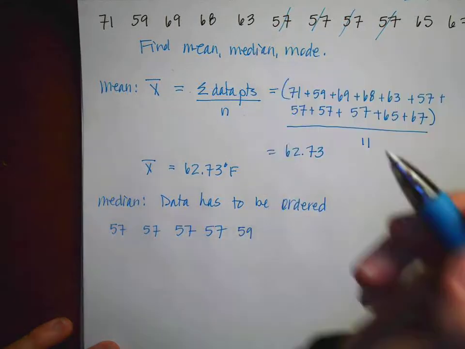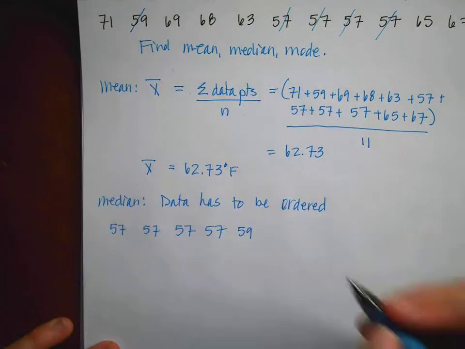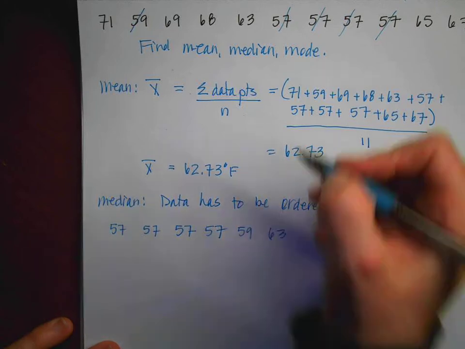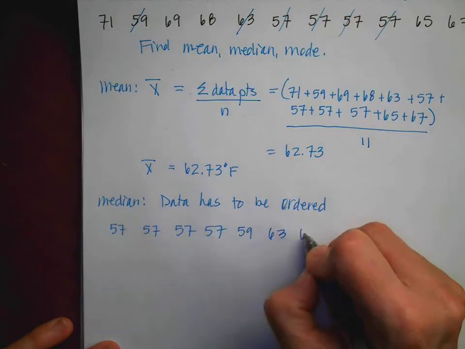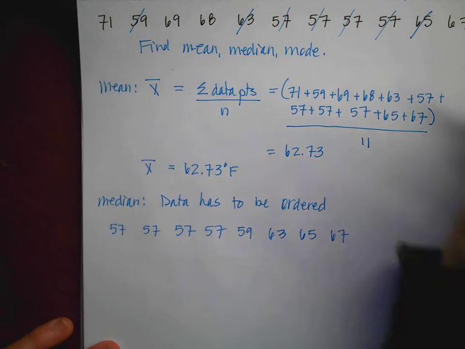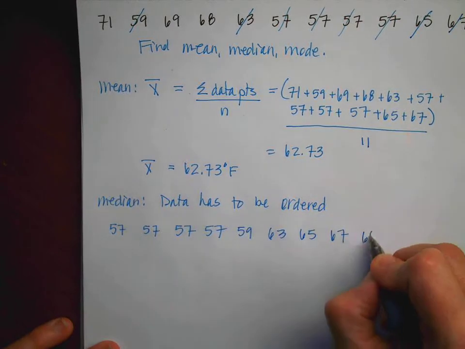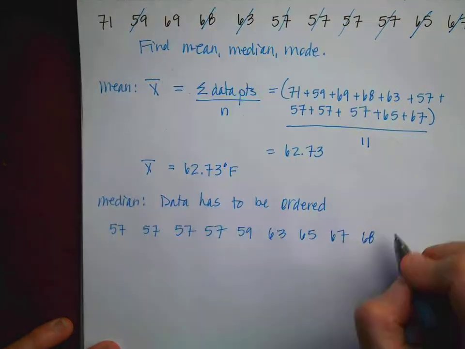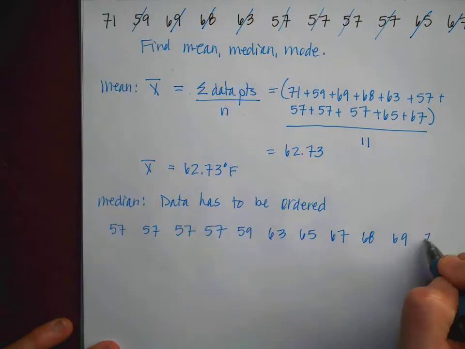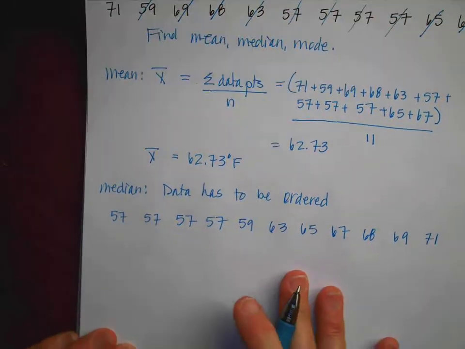The next number was 59, so I'm going to mark that off. And then my next one is 63, and I'm going to mark that off. And I have 65, mark that off. Then I have a 67, and a 68, and a 69, and then I have a 71.